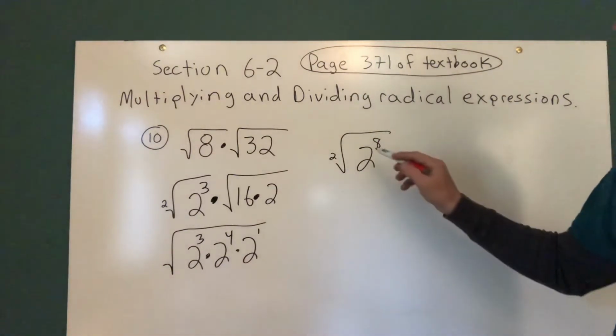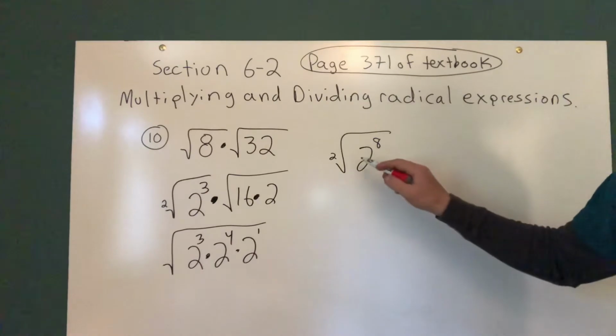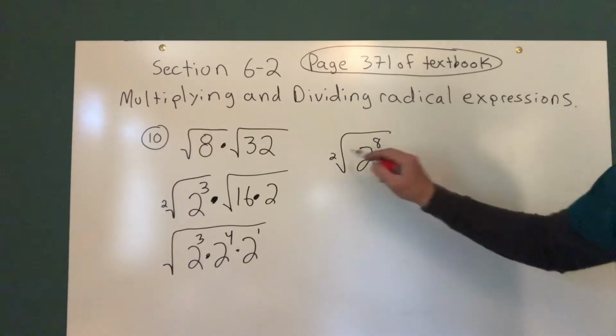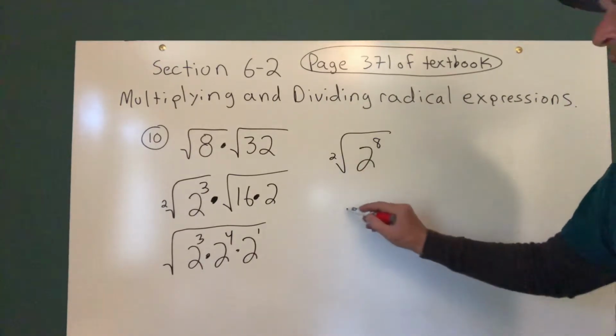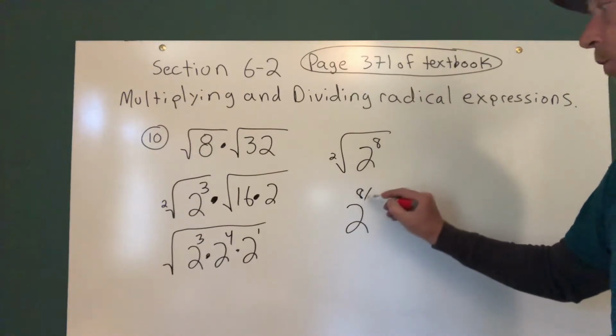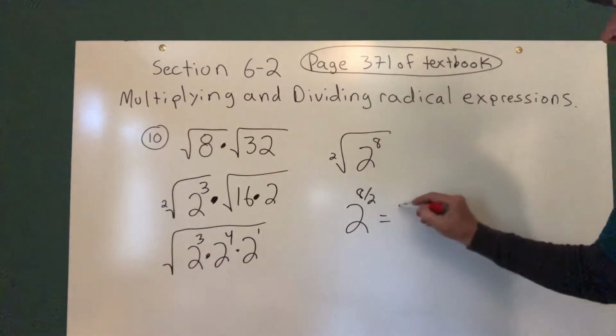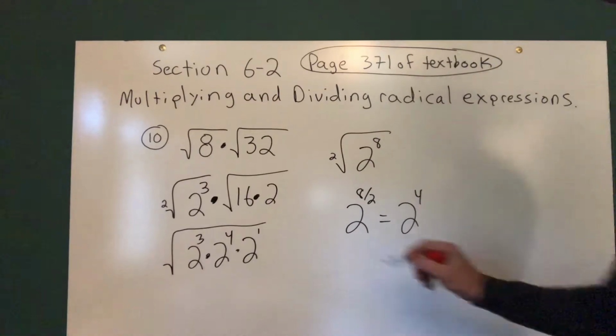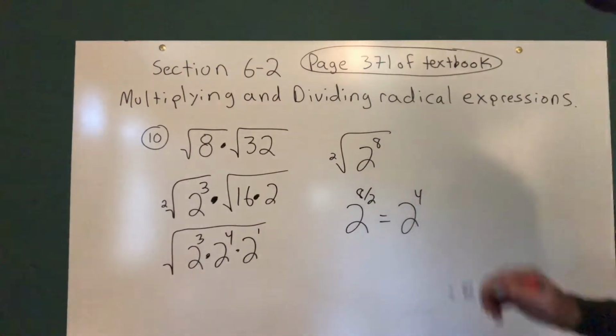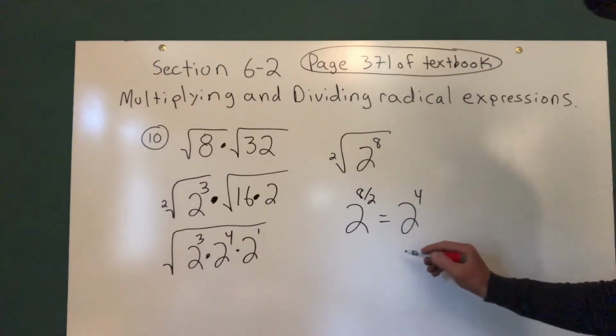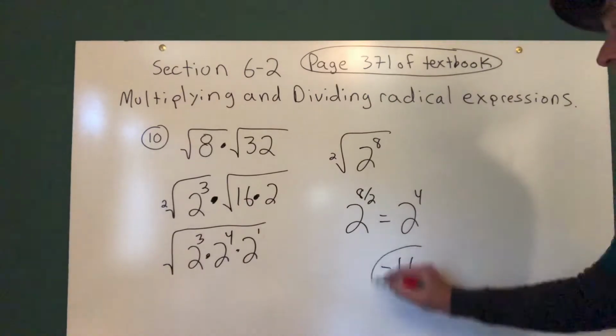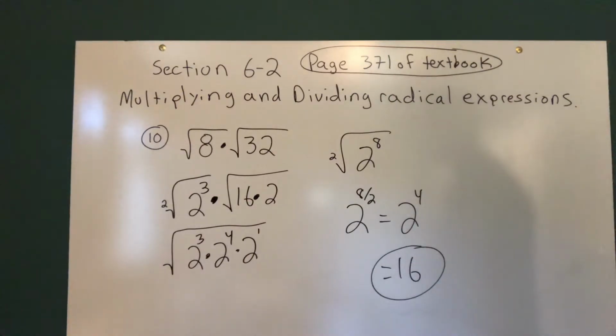Now, to use the meaning of this radical expression, the 8 would be the numerator and the 2 would be your denominator. So I would have 2 to the 8 over 2, which is equal to 2 to the fourth, which, as we explained from 16, that's just 2 times 2 times 2 times 2, is indeed just 16.